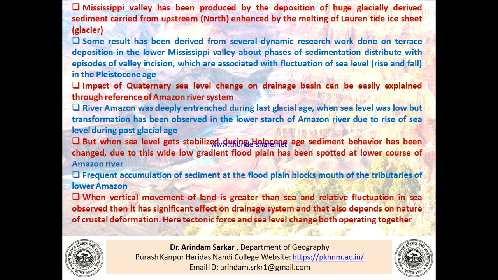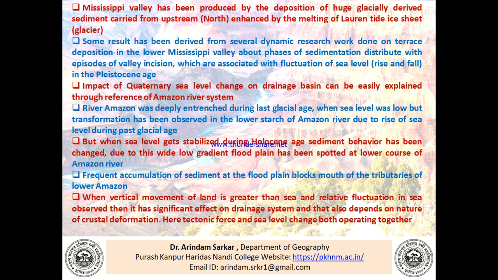Impact of Quaternary sea level change on drainage basin can be easily explained through the Amazon River system. In the Amazon River system, the river was deeply entrenched during the last glacial age, when the sea level was low, but a transformation has been observed in the lower stretch of the Amazon River due to the rise of sea level after the last glacial period. When sea level stabilized during the Holocene age, sediment behavior changed. Due to this, a wide low gradient floodplain has been spotted at the lower course of the Amazon River.